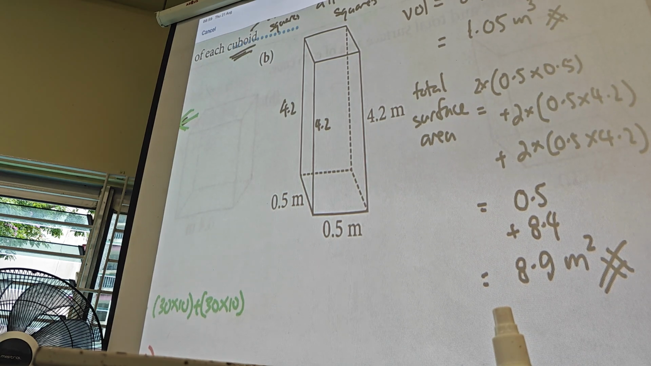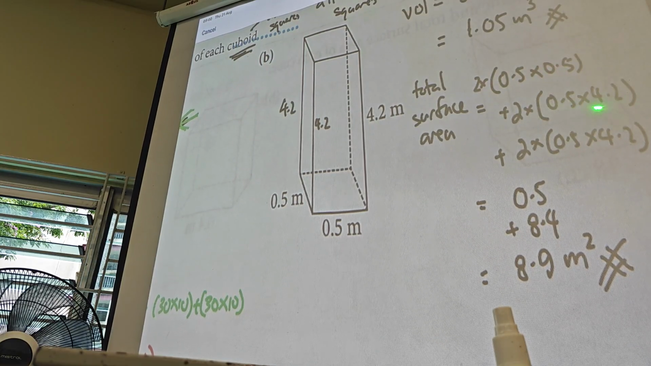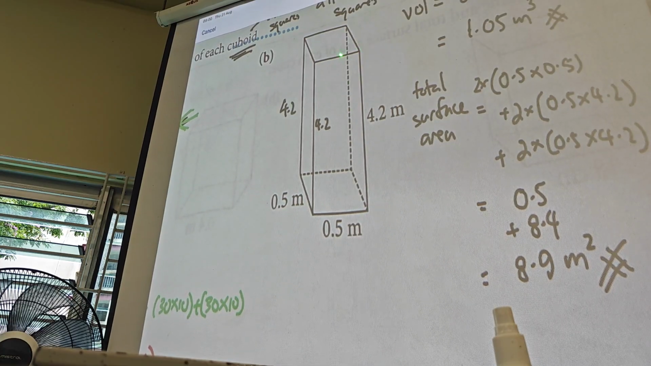Total surface area, there are 6 sides. The bottom is a square 0.5 times 0.5. Then the top is a square also. So 0.5 times 0.5, there are 2 of them. Then 0.5 times 4.2, 0.5 times 4.2. So this will take care of the front and the back. Then when I look at the side, this is also 4.2, this is also 0.5. So the left and the right will also be 0.5 and 4.2.